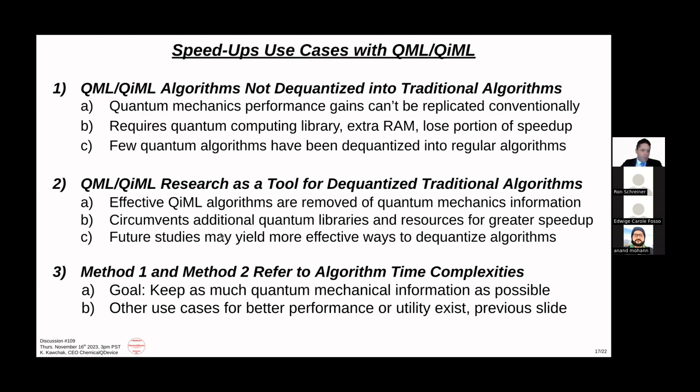And these are the two main use cases: full-out QiML research, and also dequantizing some algorithms that we're going to see. Both of these refer to time complexities. So this is not referring to, say, for instance, superpositioning, entanglement, and quantum interference in the sense of mapping data sets better, right?